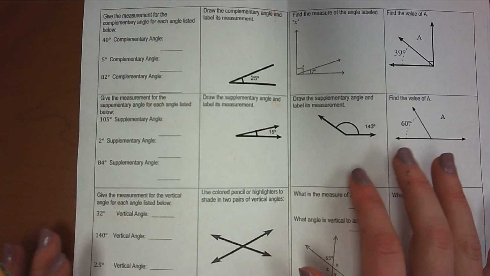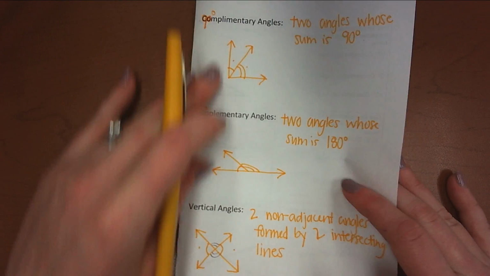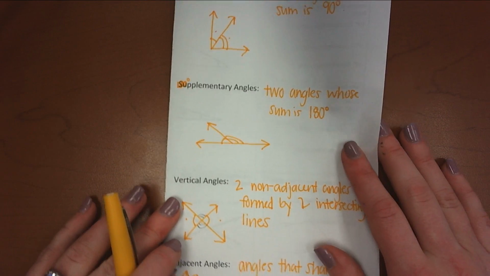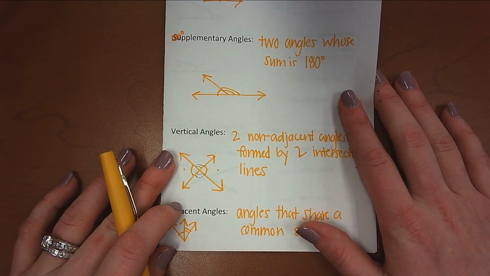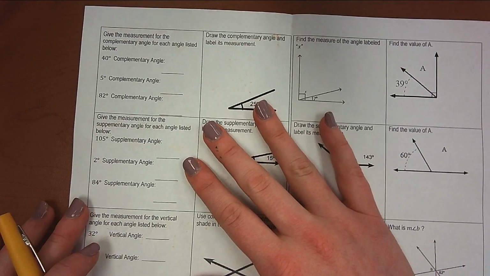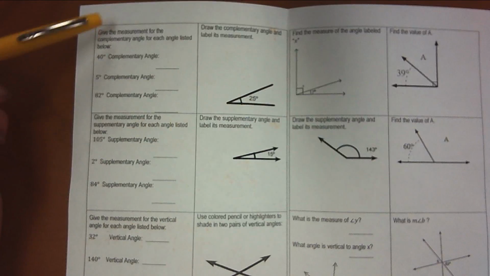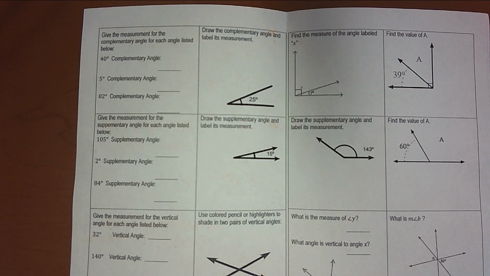At the beginning, the very first video for this lesson, we talked through complementary, supplementary, vertical, and adjacent angles, and we talked through their definitions. Now we're going to put some of those to use and talk through some examples here.